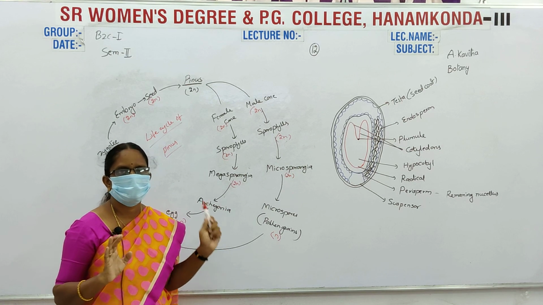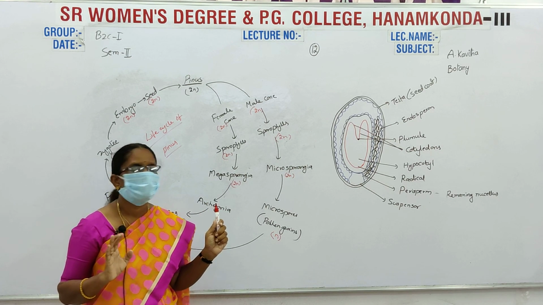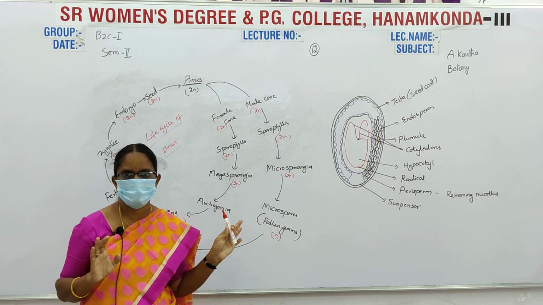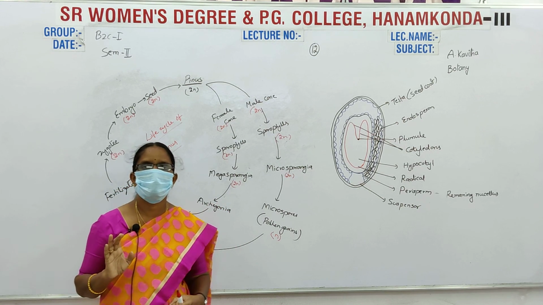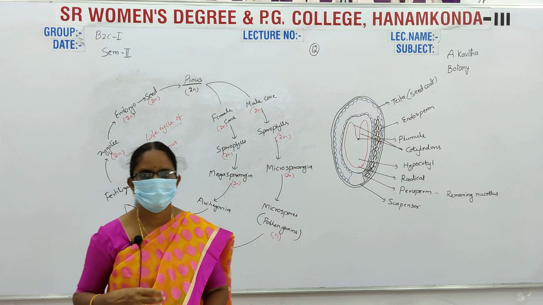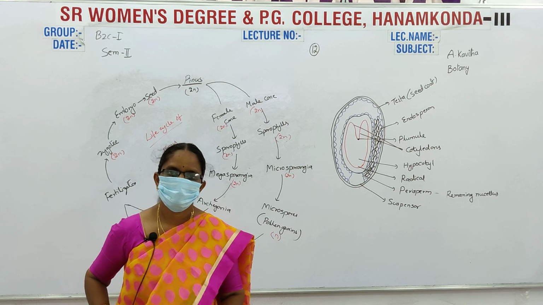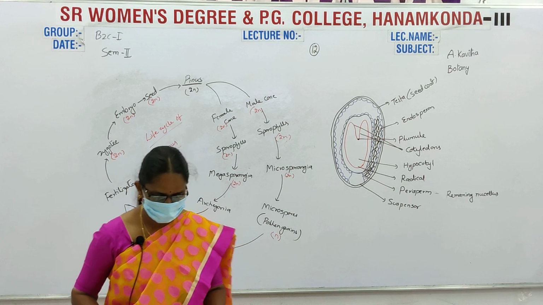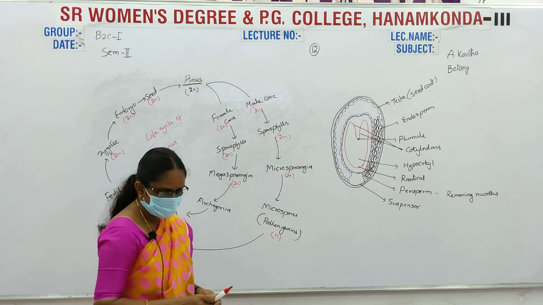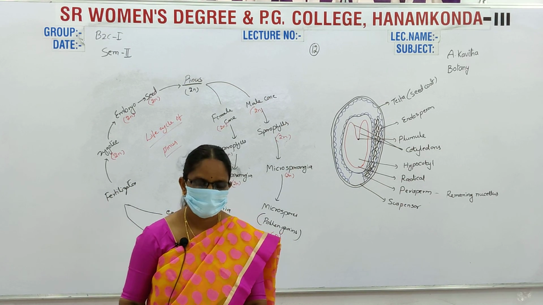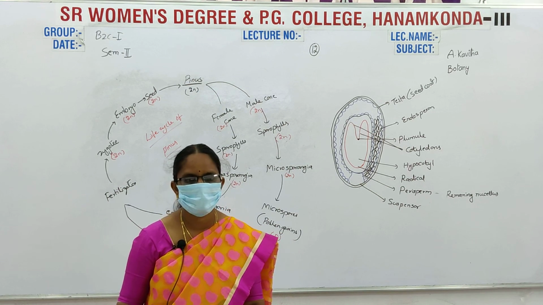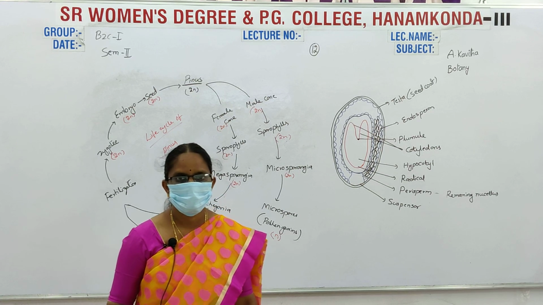This is very important. And this is also the Pinus life cycle, alternation of generation. The next one is Netum. In the next class we will discuss Netum. Pinus and Netum are both gymnospermic plants.